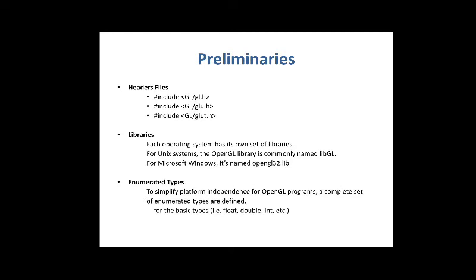Then the next one is enumerated types. These are basically data types. All of you know float, double, integer, etc., which your program uses to store variables. To simplify the platform independence of OpenGL programs, a complete set of enumerated types is defined here, and we use them to simplify transferring your program to other operating systems. It means there is no need to change the data type; they are platform independent. So all this is regarding the preliminaries required for OpenGL.